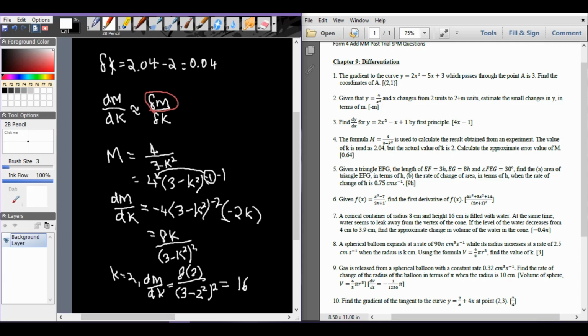Then we have delta k, and we have dm/dk. We just need to put back into this formula. Therefore dm/dk is 16, so 16 equals delta m over delta k, 0.04. So delta m equals 16 times 0.04, which is 0.64.